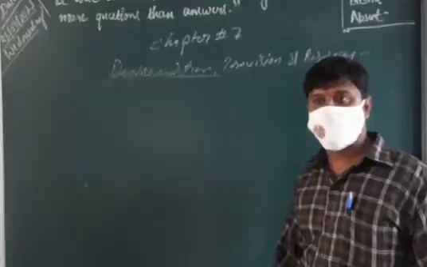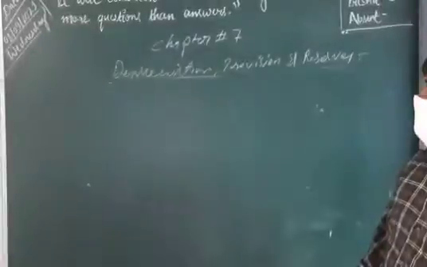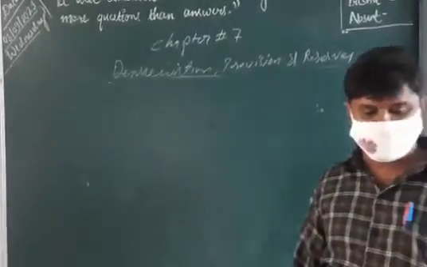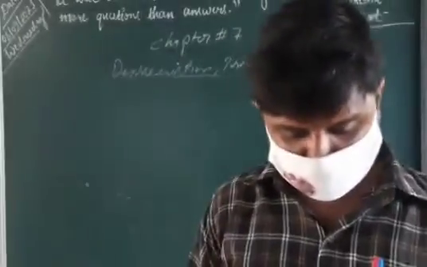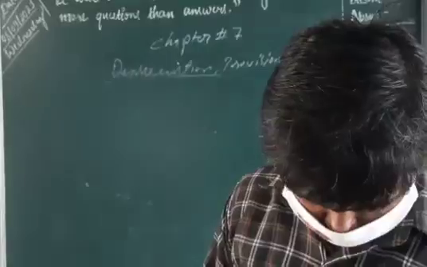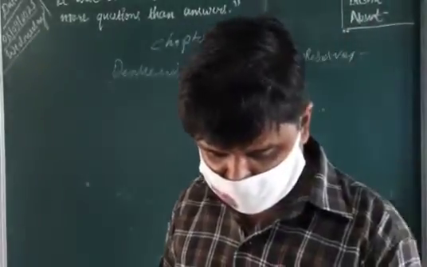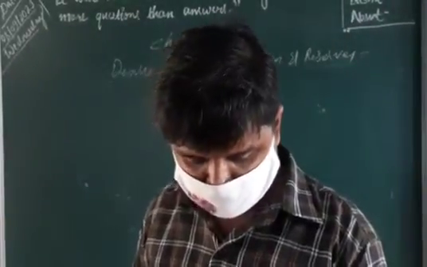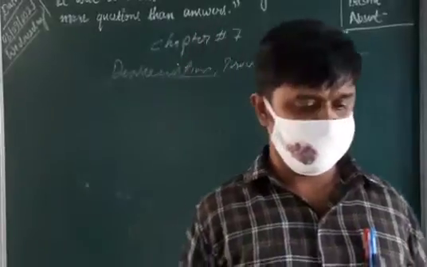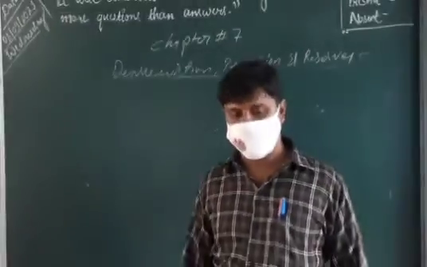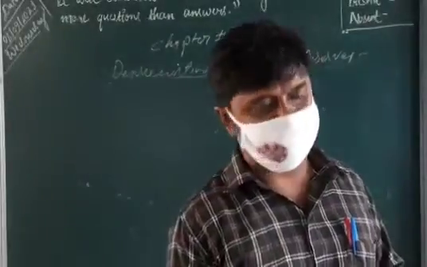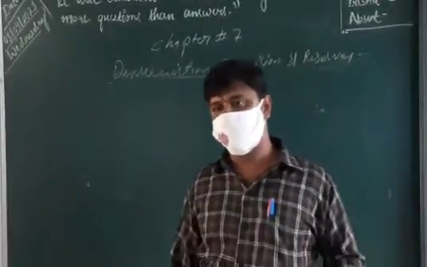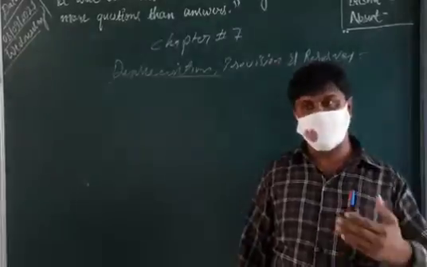Today we are going to see chapter 7 of accountancy: depreciation, provision and reserves. This is video number 9. Now we are going to see creating a provision for depreciation account, or accumulated depreciation account. Clear now? Now the second way we are going to find out is known as the accumulated depreciation method.